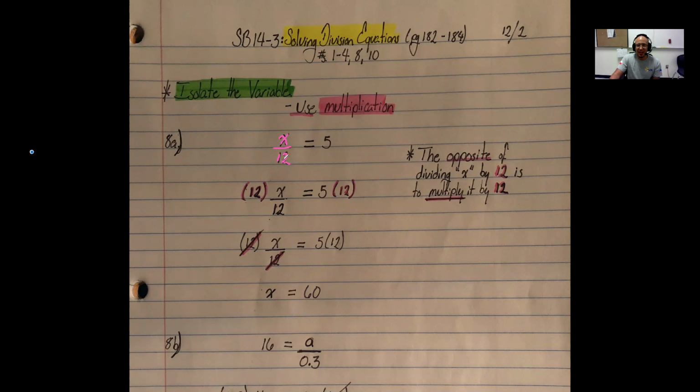All right, in order to isolate this variable, I need to do the opposite of what I'm doing to it right now. So the opposite of dividing by 12 is to multiply by 12. So I'm going to multiply the x by 12. However, whatever I do to one side, I'm going to do to the other.